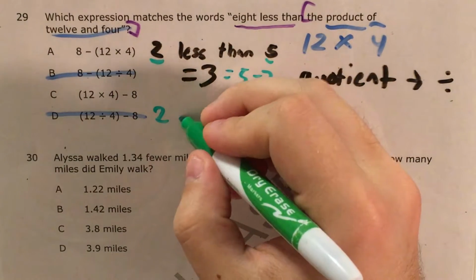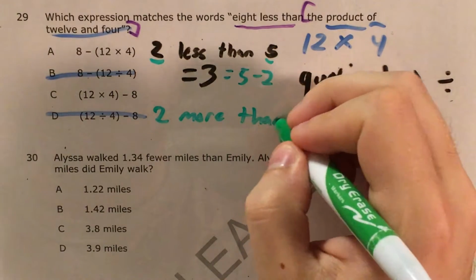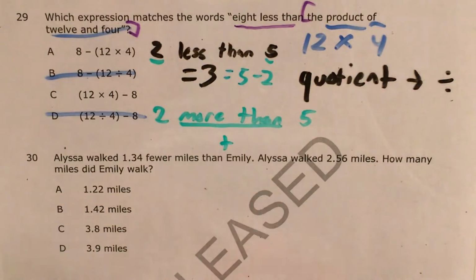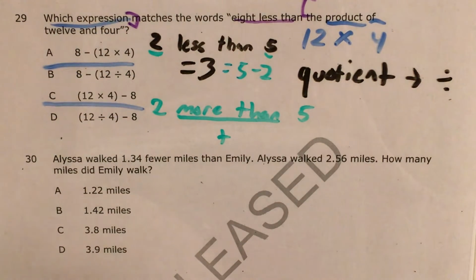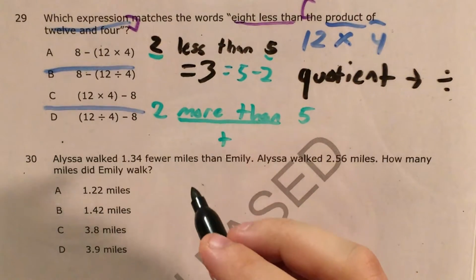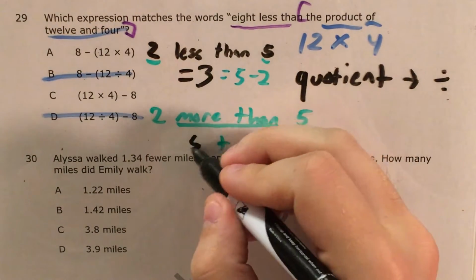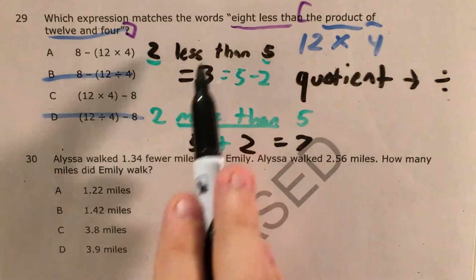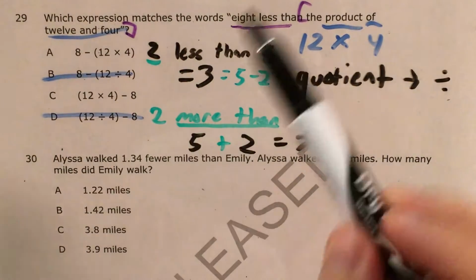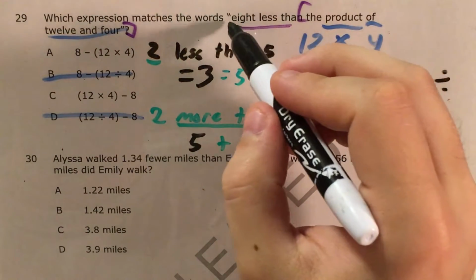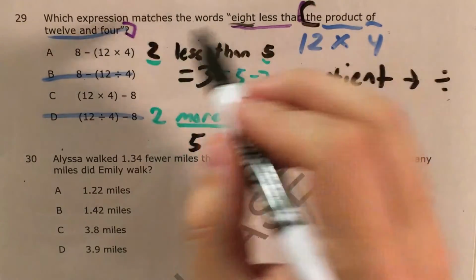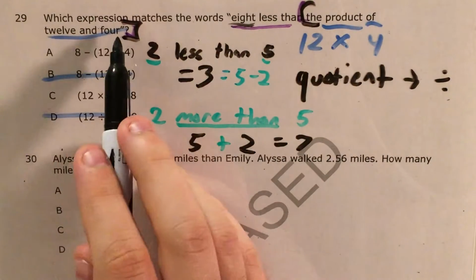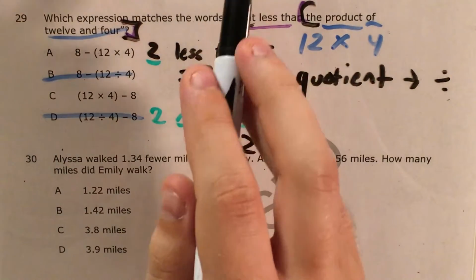Similarly, if I saw 2 more than 5, more than translates to addition, but I would still have to flip those numbers around in order to directly translate this problem, so it would end up being 5 plus 2, which in this case would be 7. All right, so now that we know that if we see less than or more than, we have to flip the order of our stuff, we see 8, and we see this stuff in brackets, the product of 12 and 4. If I have to flip the order of this, then I know that the product of 12 and 4 is going to come first, and 8 is going to come second.